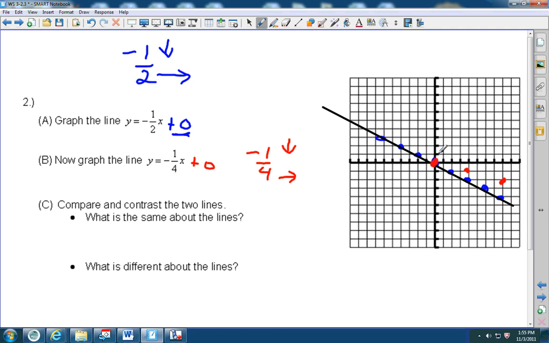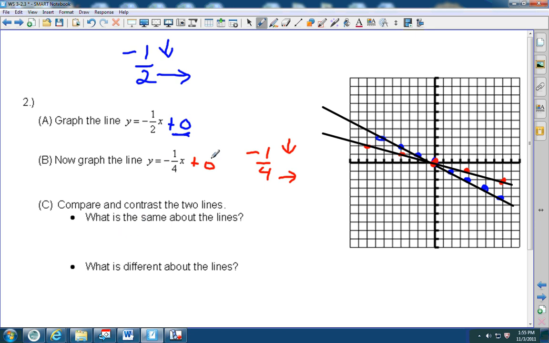I'm going to go up 1 to the left, 1, 2, 3, 4. Up 1 to the left, 1, 2, 3, 4. All right, there's my other line. There it is there. Now, what is the same about the lines?